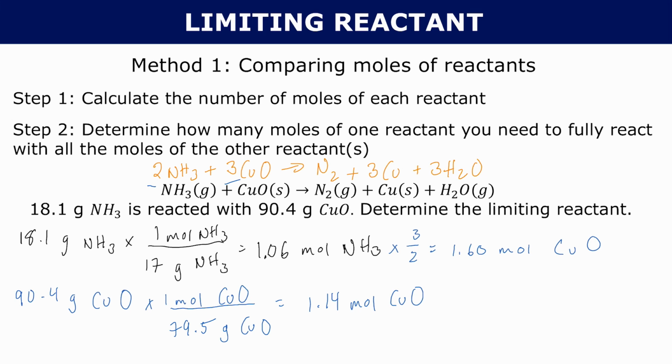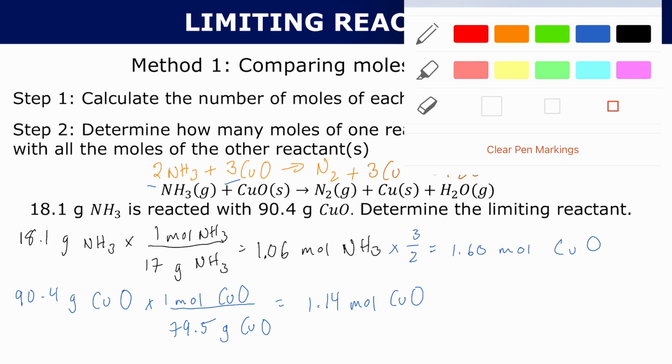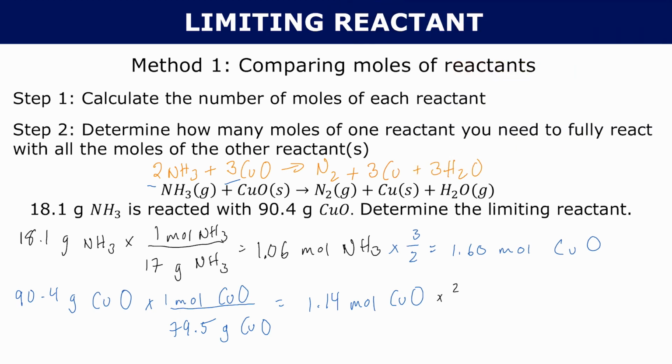And now let's do the same for the copper oxide. So we need to multiply this by 2 over 3 because again, ammonia and copper oxide are in a 2 to 3 ratio. So we're going to need 0.76 moles of ammonia to fully react 1.14 moles of copper oxide.